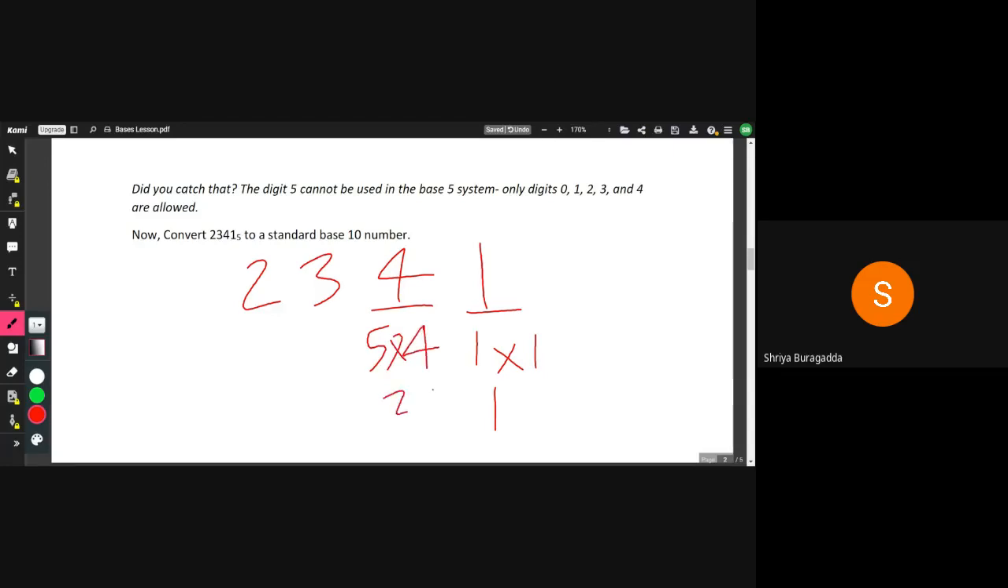So that would be 20. This one would be 5 squared times 3, so 75. And then this one would be 5 cubed times 2, so that would be 250. So when you add all of that up, it is 346. Good job, guys.